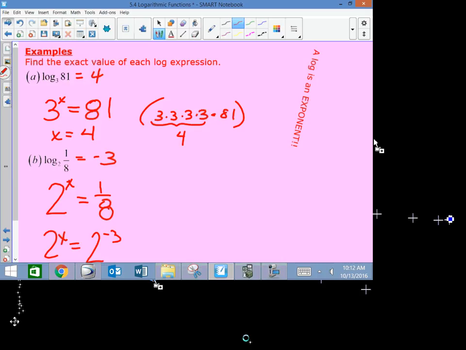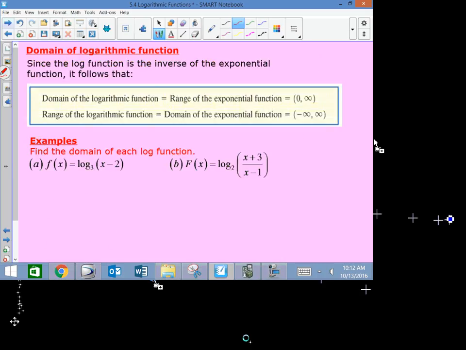Okay, so let's talk about the domain and range again. We already said, oops, we didn't say that. But here, I guess we should say it. Log is the inverse of the exponential function. Okay?